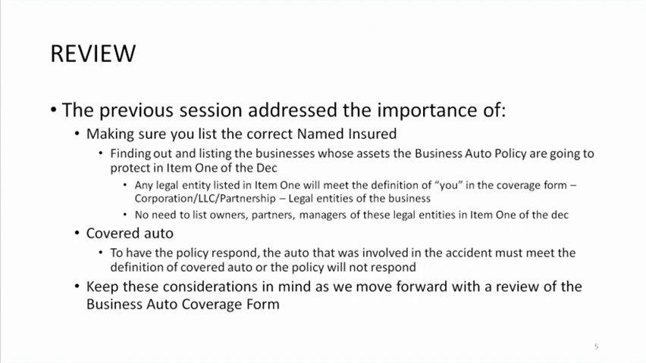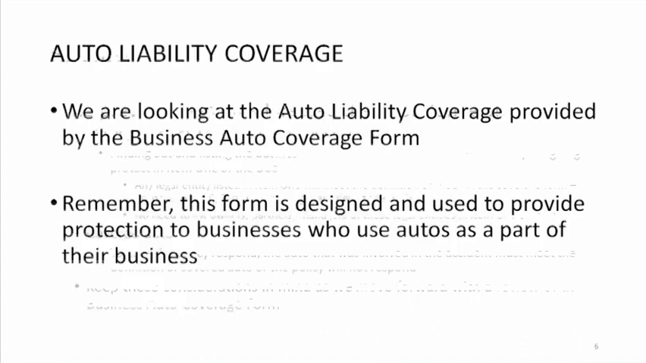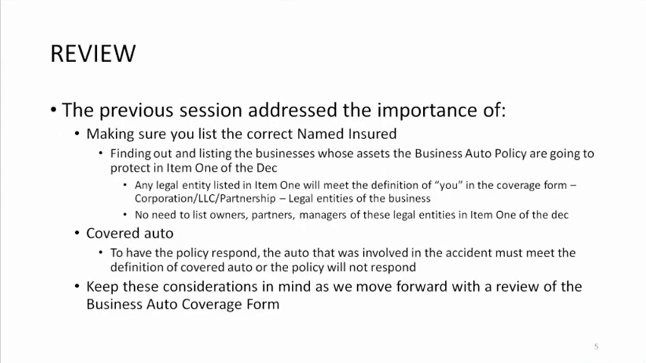In hour one, the previous session addressed the importance of making sure you list the correct name insured on the name insured line, finding out and listing the business whose assets the business auto policies are going to protect in item 2 of the deck. Any legal entity listed in item 1 will meet the definition of you in the coverage form: corporations, LLCs, partnerships, legal entities of the business. No need to list the owners, partners, managers of these legal entities in item 1 of the deck to protect them from owning, managing, overseeing the legal entity.